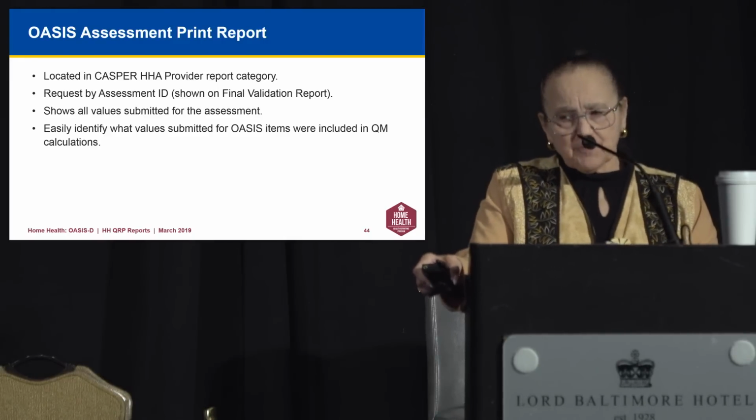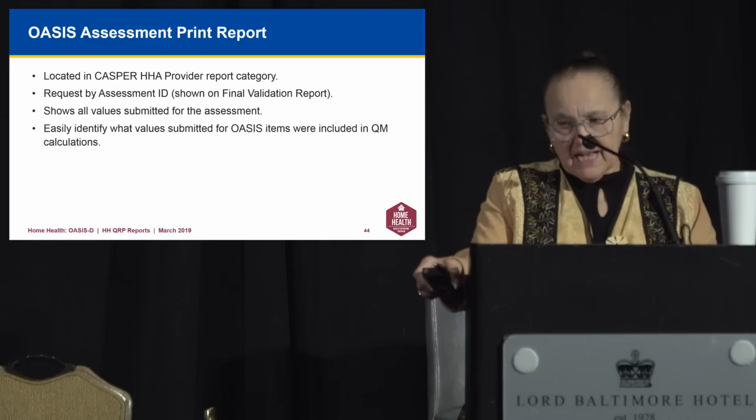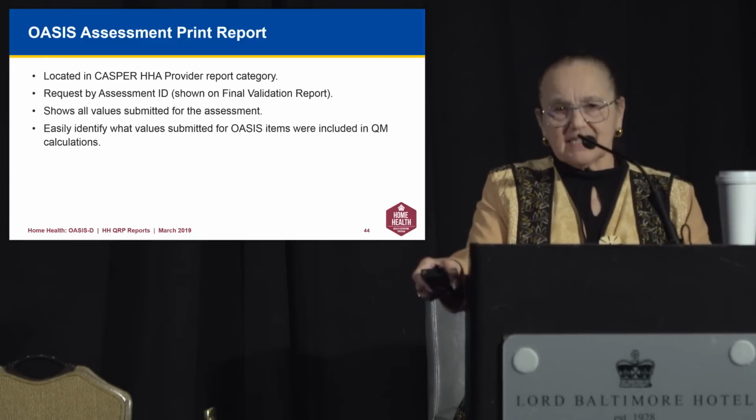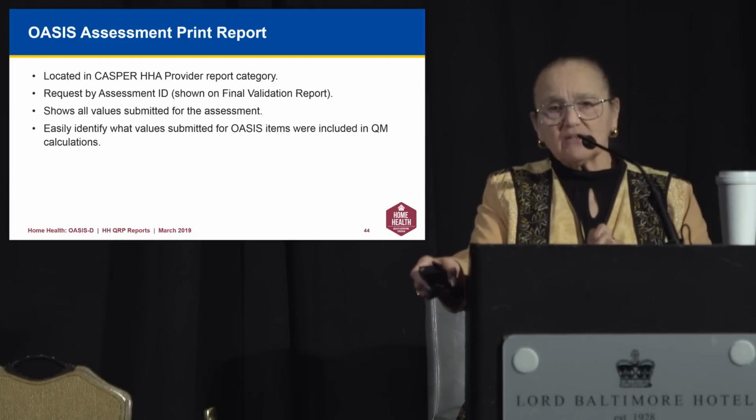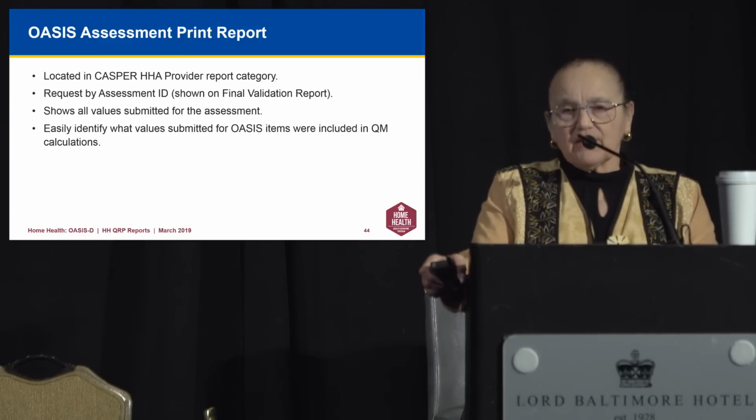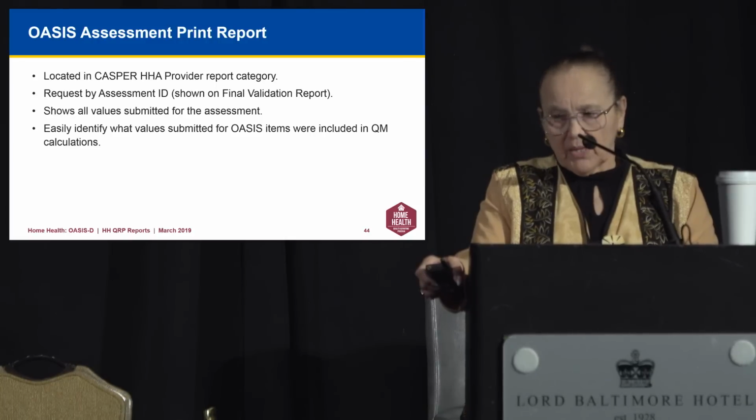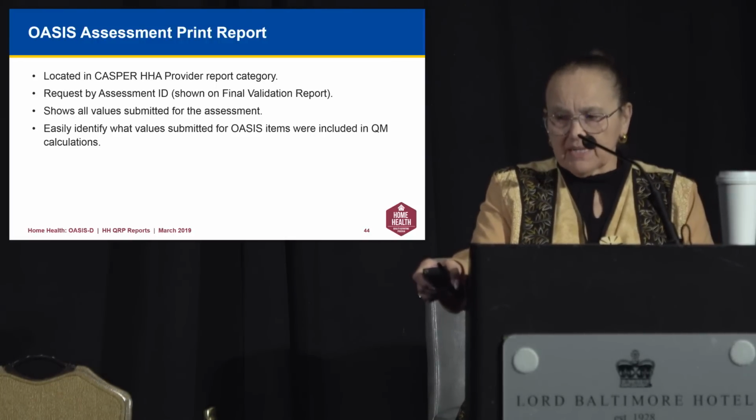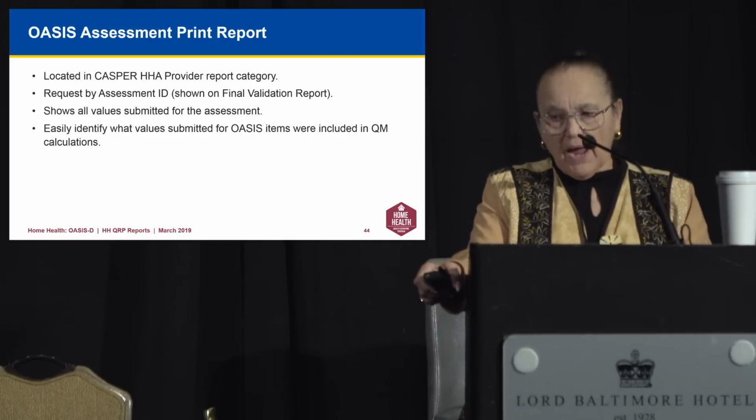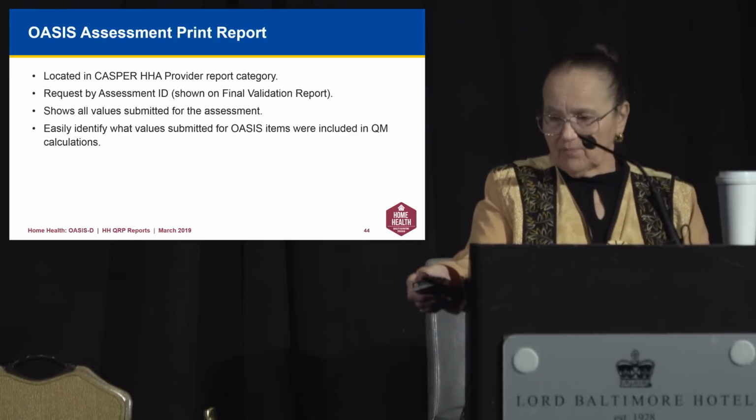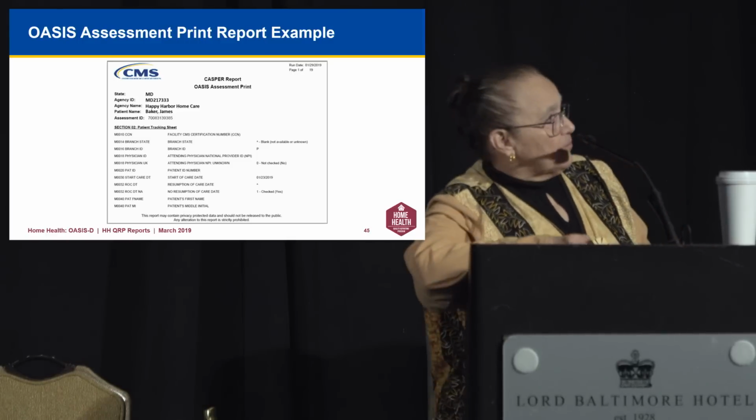The OASIS Assessment Print Report is in the CASPER Agency Provider Report category. You're going to request this by the assessment ID, and that you would get from the final validation report. This is going to show you all the values that were submitted for that assessment, so that now you can easily identify what values submitted for OASIS items were actually included in the quality measure calculation. This is what it looks like.